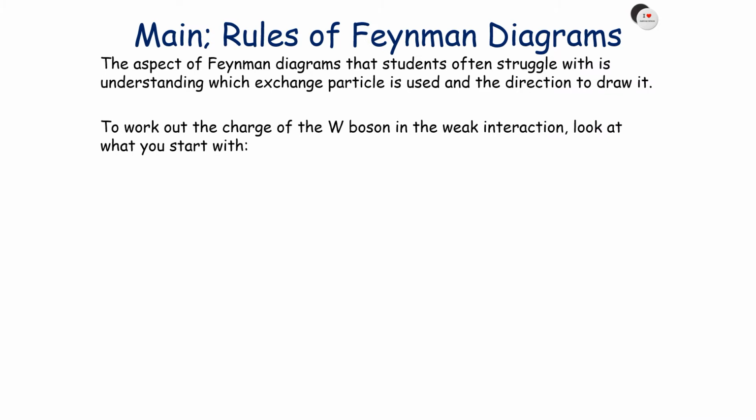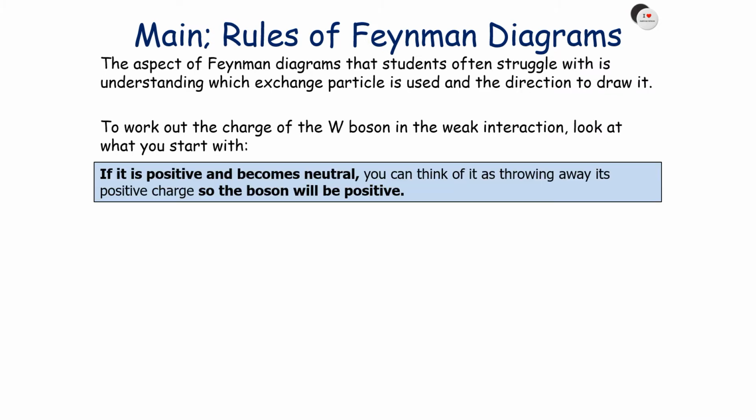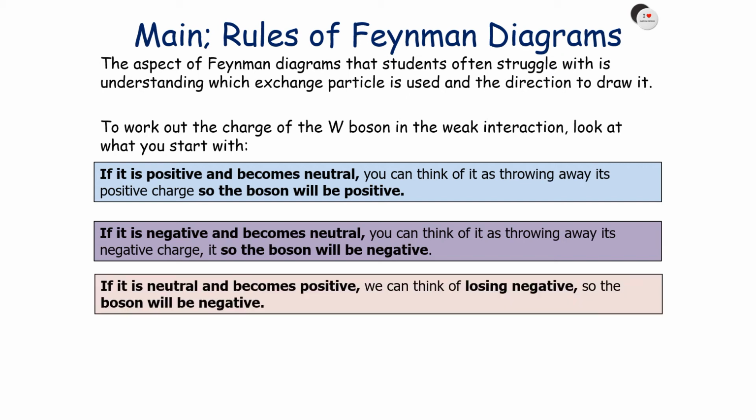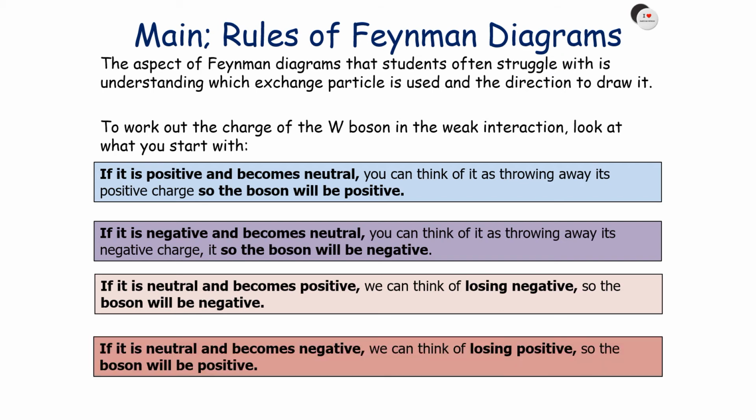Now let's see if we can work out which W to use in the weak interaction. If you start off with a positive and it becomes neutral, you can think of the particle as throwing away its positive charge, so the boson will be positive. If the particle starts off as negative and then becomes neutral due to the interaction, you can think of it as throwing away its negative charge, so the boson will be negative, so it'll be the W minus. And if it's neutral and becomes positive, it's like it's losing a negative, so the boson is negative, so it's W minus. If you start off with a neutral particle and it becomes negative, you can think of the particle as losing its positive charge, so the W is a positive one.